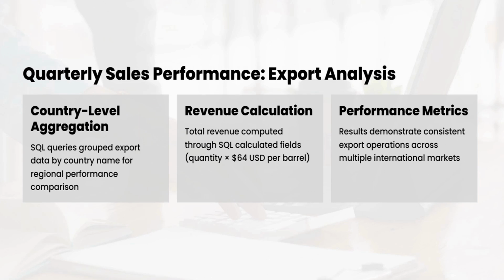Quarterly sales performance. In this section, I will explain how SQL queries are used to analyze export data. First, we use a select statement with group by to calculate the total exported quantity for each country. For example, we group data by country name and apply the sum function to get the total quantity. Next, we calculate total sales revenue by multiplying the export quantity by the fixed barrel price of 64 USD. This can also be done directly in SQL using a calculated field.